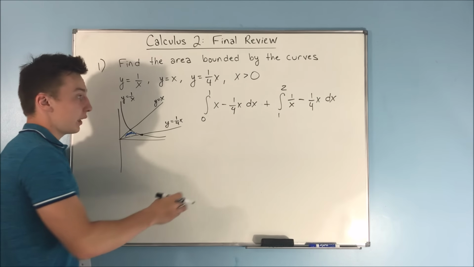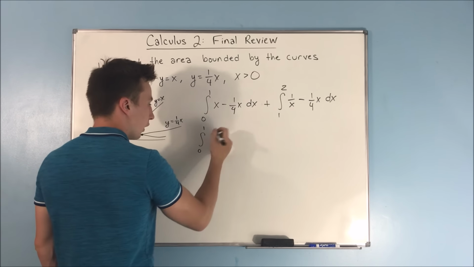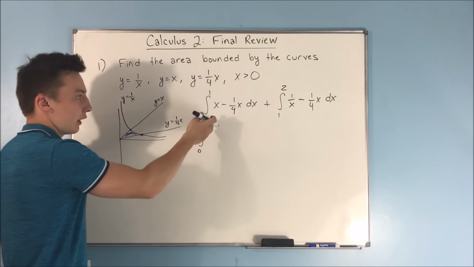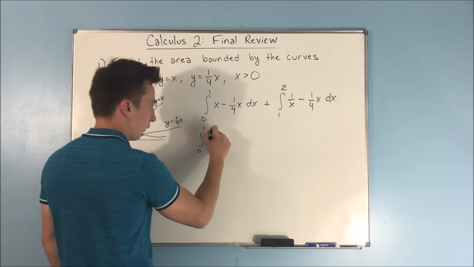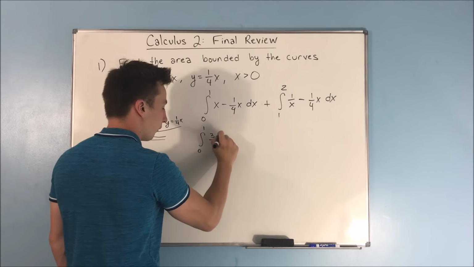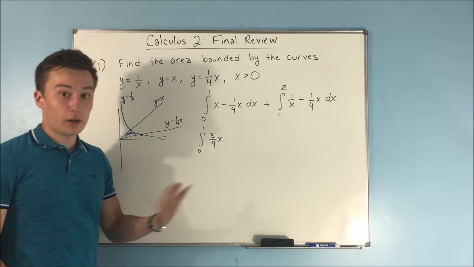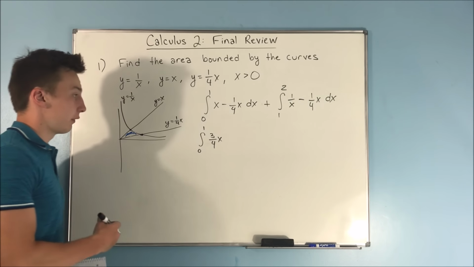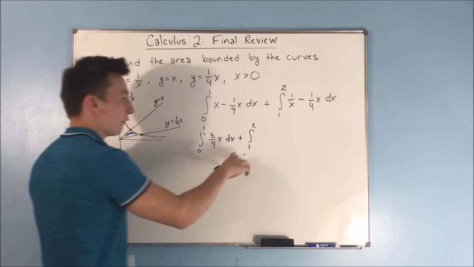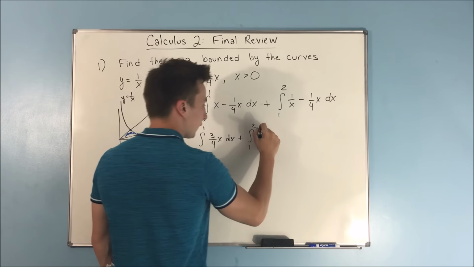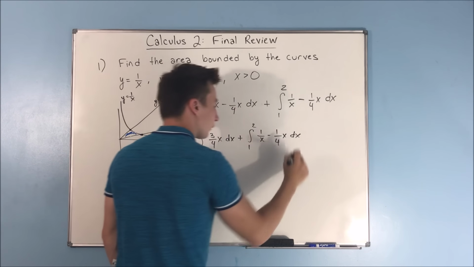Now before we integrate here, what we can do is simplify this down a little bit. So we have the integral from 0 to 1 of this, which is just an x minus a 1/4 x, which is just 3 over 4 x. Multiply by 4 over 4 here and you'll see what I'm talking about if that didn't make perfect sense. Now, we have this integral from 1 to 2. We don't need to simplify this at all. This will be easier to integrate by itself.